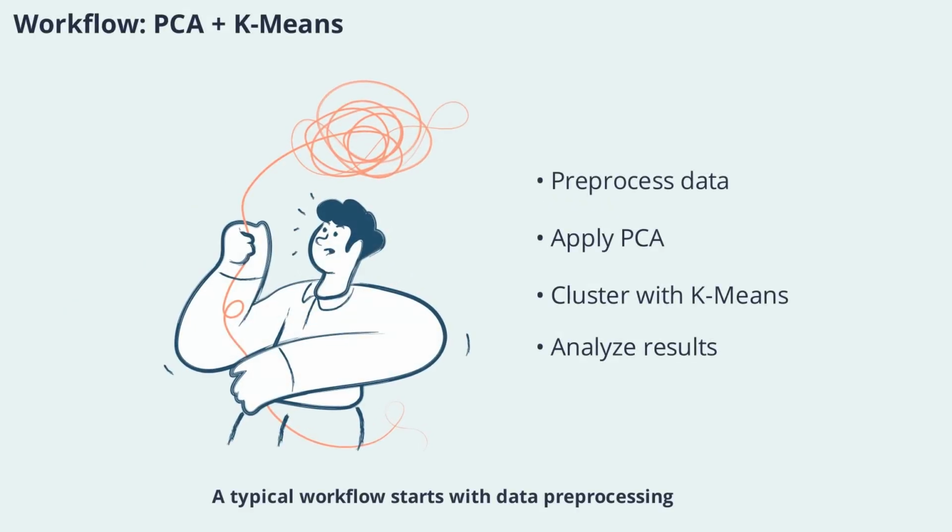A typical workflow starts with data preprocessing, followed by PCA for dimensionality reduction. After reducing the data to a manageable number of components, kmeans clustering is applied. The results are then analyzed and visualized, often revealing clear groupings that were hidden in the original high-dimensional data. This workflow is common in fields like bioinformatics, marketing, and image analysis.